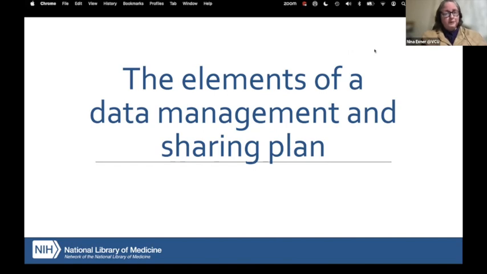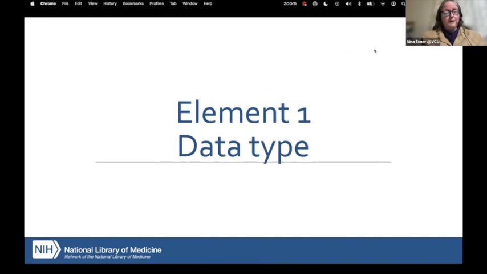Please feel free to put questions in the chat or comments, and I'm going to move on to element 1, data type, which sounds like it should be very straightforward, but actually has a lot of opportunities and interesting components to it that can really be used strategically in helping your PIs or researchers to write their data management and sharing plan.